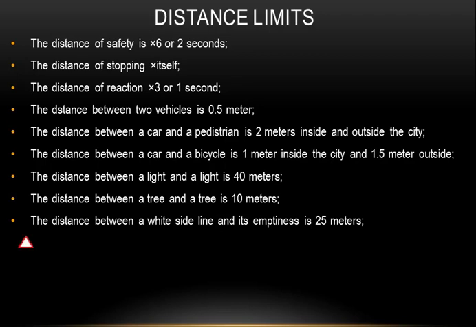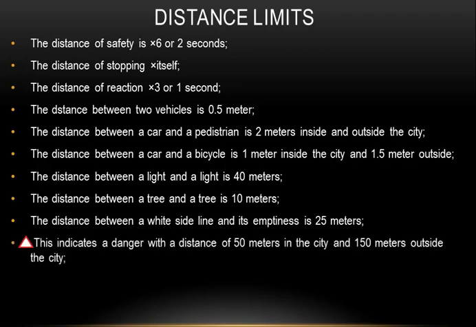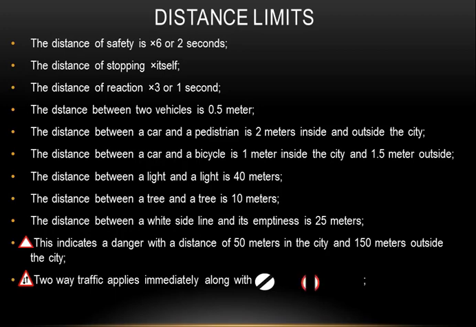Then we have this sign which indicates a danger with a distance of 50 meters inside residential areas and 150 meters outside residential areas. Then this sign indicates two-way traffic which applies immediately along with lack of restriction sign, restriction or prohibition sign, roundabout sign. For the roundabout sign, in this case, I should give priority to the left in case there are no other signs.